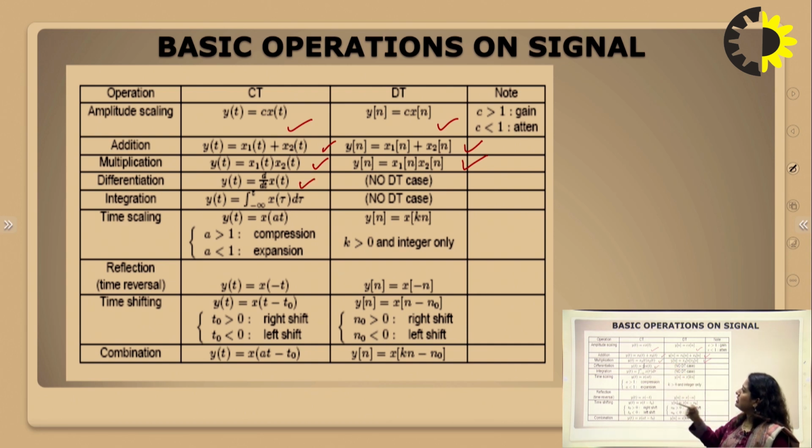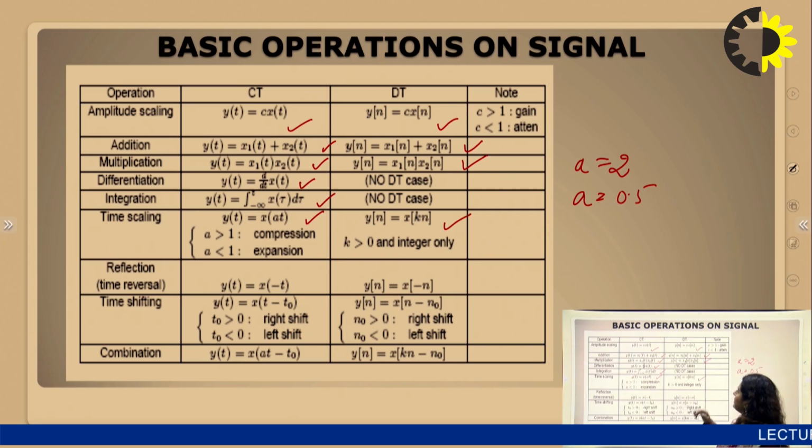In the case of differentiation, y(t) is equal to d by dt of x(t). Similarly, for integration, y(t) is equal to the integral from minus infinity to t of x(tau) d tau. Time scaling: y(t) is equal to x(at), where if a is greater than 1, compression occurs, and if a is less than 1, expansion occurs. Suppose a is equal to 2, then the scale will be divided by 2, and if a is equal to 0.5, then the scale is multiplied by 2 in the time axis.